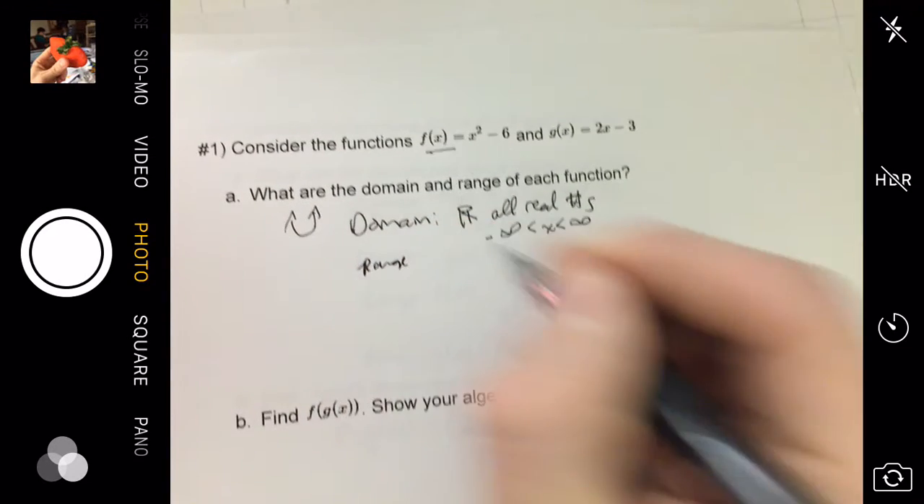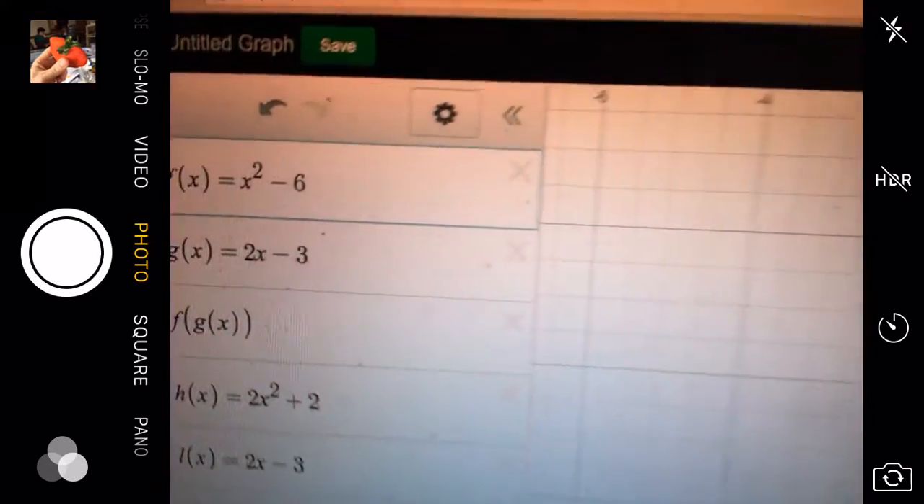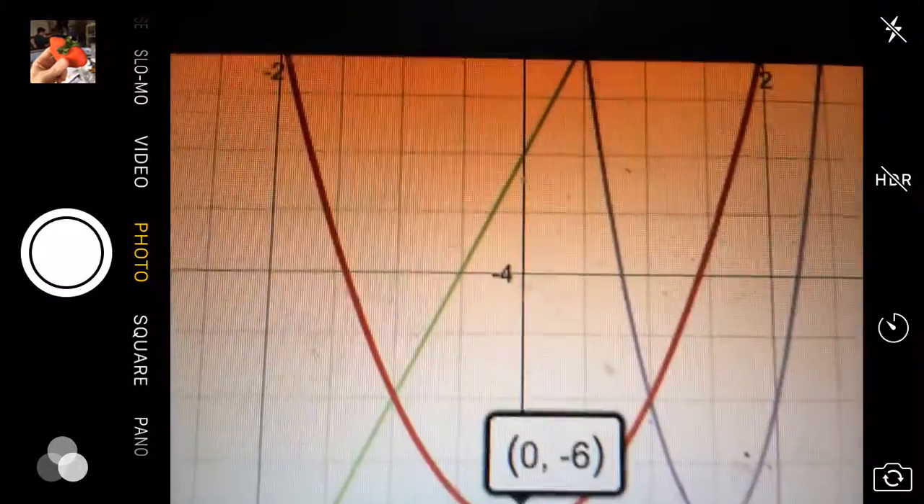Range for this one. It is a quadratic, and it's a positive quadratic, so it's got a lowest point on it right there. If you were to graph it over here, so that's the red one, x squared minus 6. See, the lowest point is negative 6 in the y. We are looking in the y.